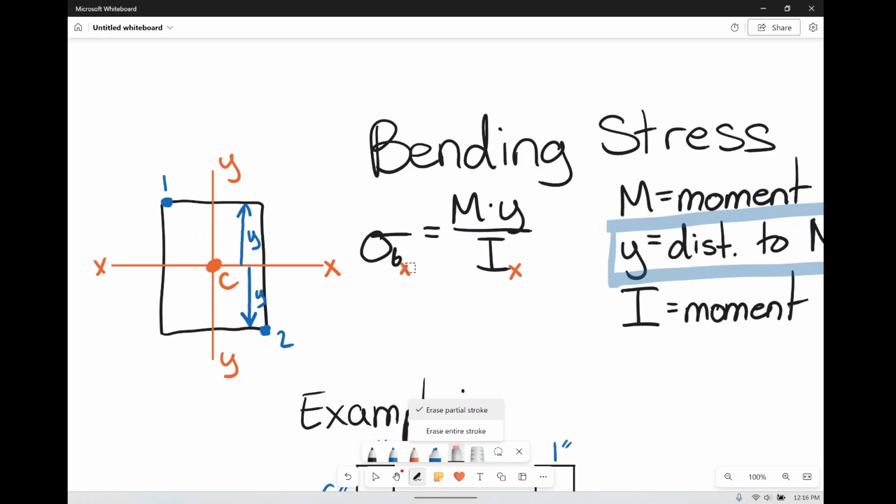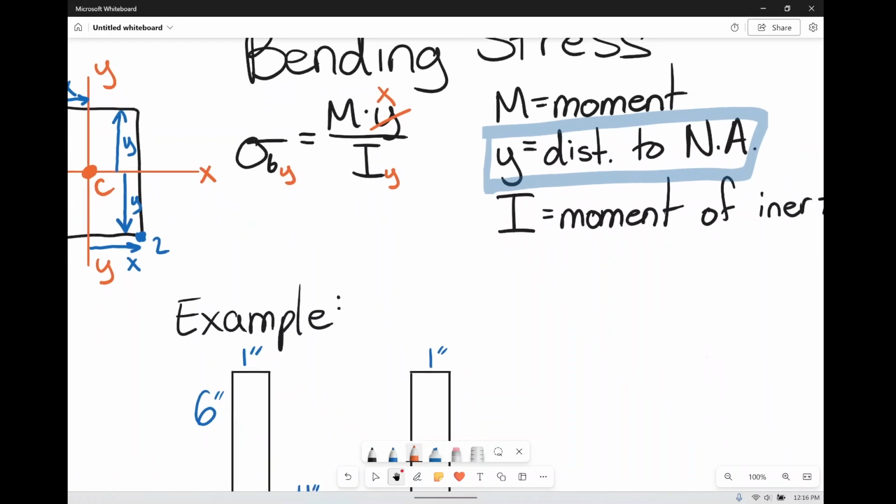However, if we're in the y direction, if we're doing bending in the y, then instead of having y, maybe you want to call it x, because then to our point number 1, we're going this direction for x and this direction for x for point 2. So perhaps you want to just call it y because we're bending in the x direction, and then you maybe want to call it x when you're bending in the y. But the moment of inertia is always, of course, about the same axis as our bending stress. So what we're going to do is we're actually going to see this in an example.